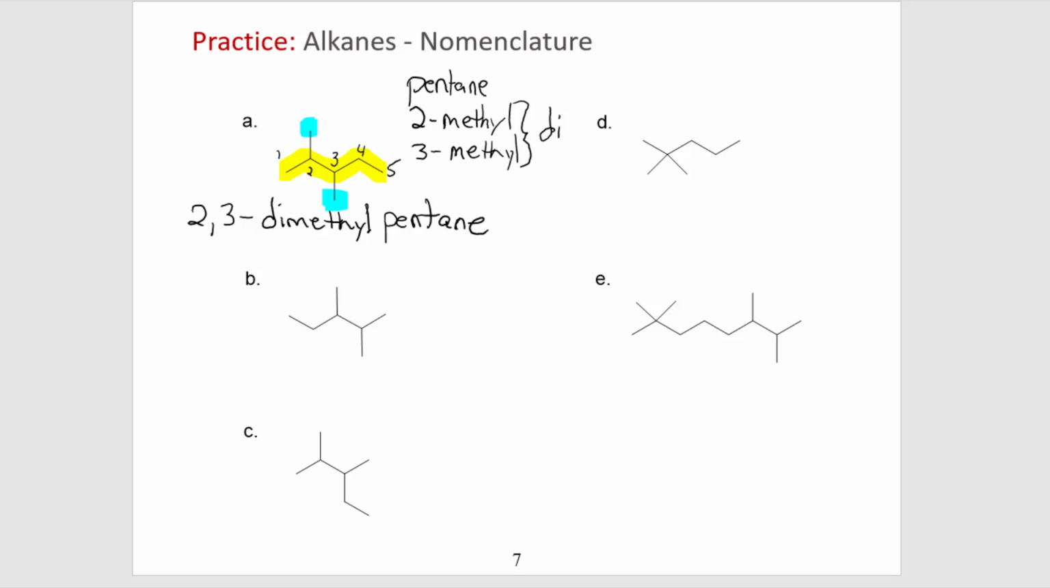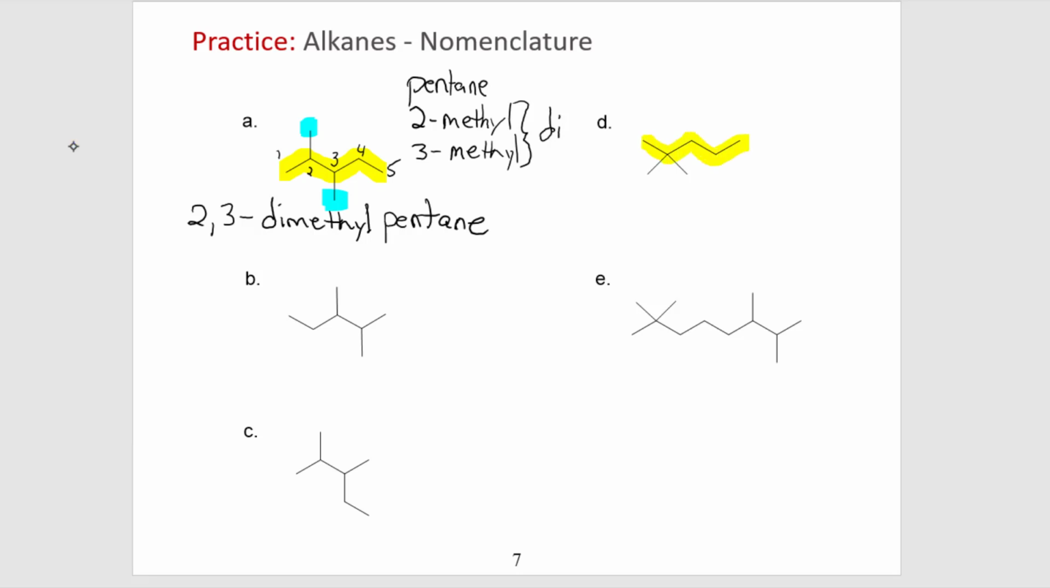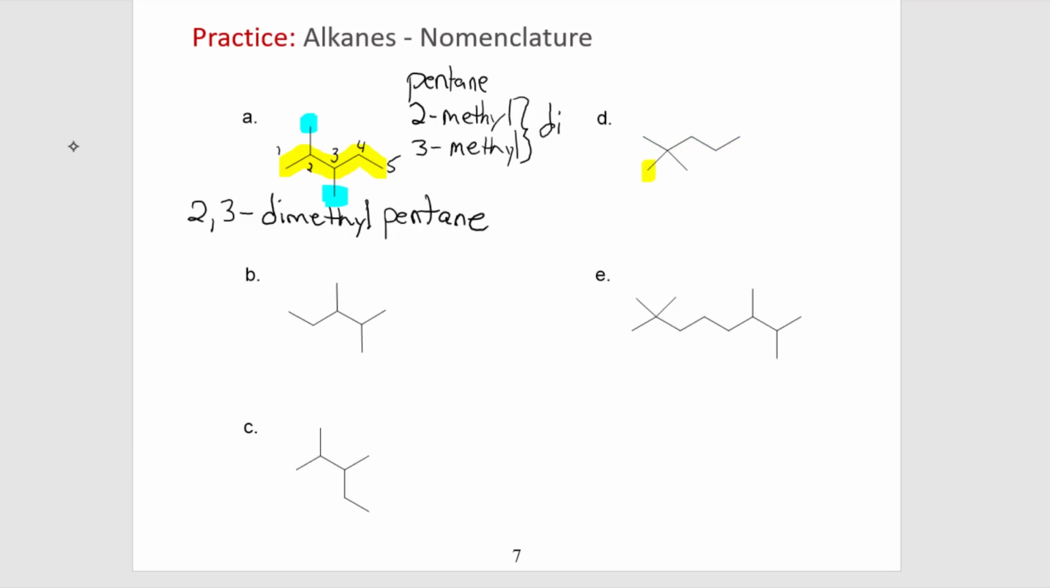Let's try this again. Let's do example D, just to the right. Longest parent chain, doesn't matter which one I start with. 1, 2, 3, 4, 5. I could have started the other way, it doesn't really matter. It doesn't matter which methyl I start with. So 1, 2, 3, 4, 5. It again is a pentane.